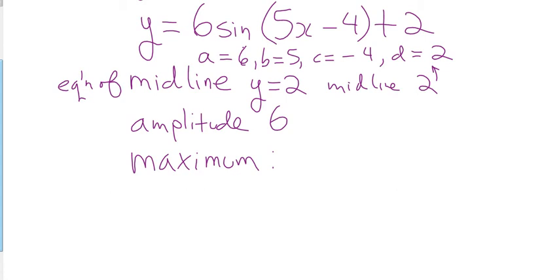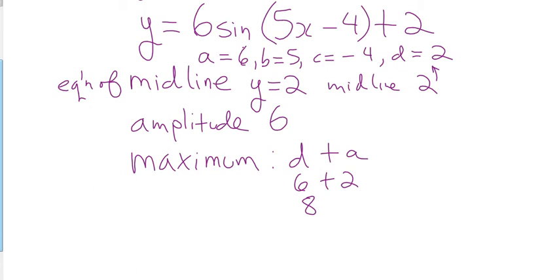8. How do you get 8? Yeah, so from the midline, which is 2, we know the amplitude is the distance from the midline to the maximum, right? So the maximum is going to be d, the midline, plus a, the amplitude, which is 6 plus 2, which is 8. So we have a maximum value of 8.